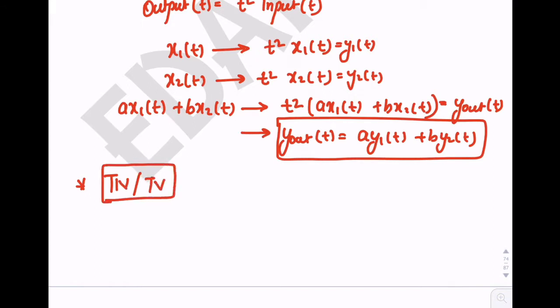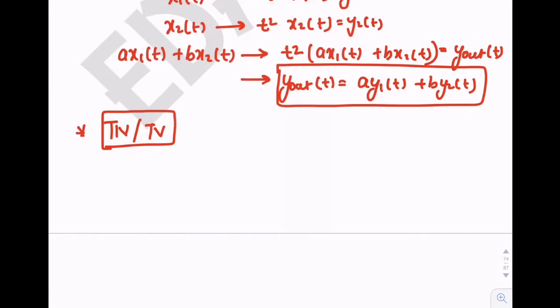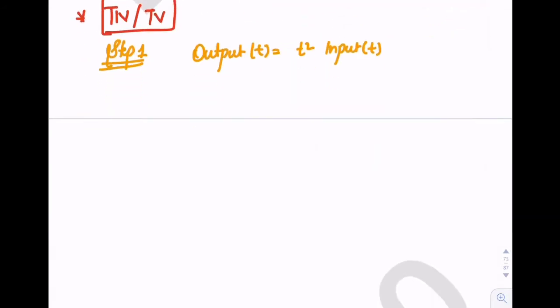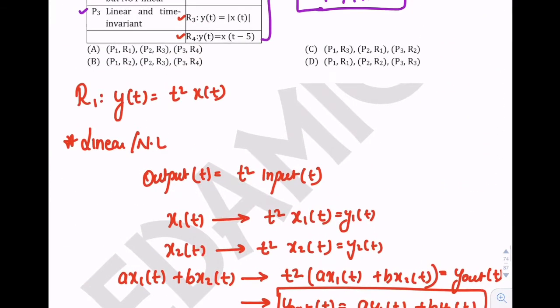Okay, now for this our step 1 is to write the relationship between output and input. So the relationship is output t is equal to t square times input t. Okay, so this is the relationship. Step 1 is over. Now step 2, that is the delayed output.